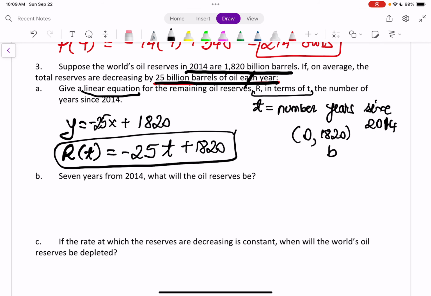So it says 7 years from 2014. So 7 years from 2014. That means t is 7. What will be the oil reserves 7 years later? Okay.